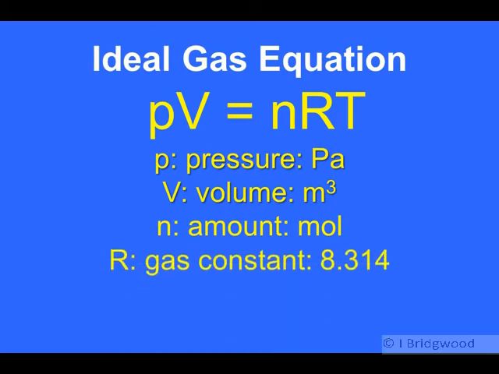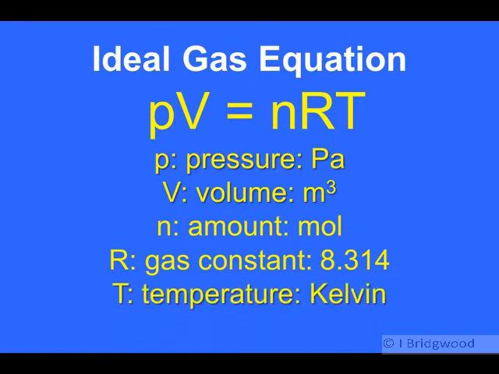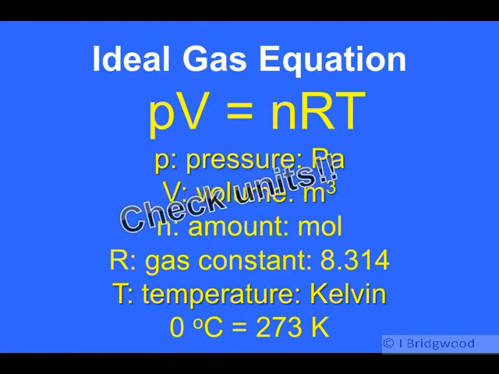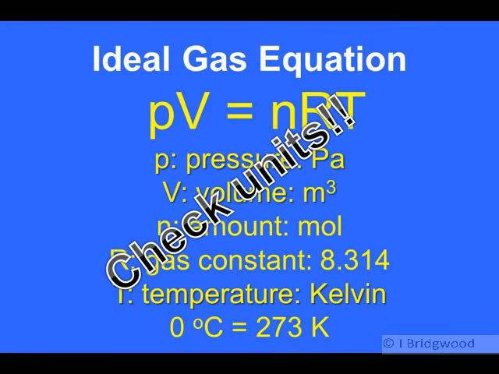1 cubic meter is about the size of a small refrigerator. Amount in moles, so that's fairly straightforward, and the gas constant 8.314. You will generally be given that in problems. Finally, temperature in Kelvin, an absolute scale. So you can't use Celsius, you need to convert to Kelvin by adding 273 to the Celsius value. So 25 Celsius is going to be equal to 273 plus 25, 298 Kelvin. Don't forget to check your units when you are doing any calculation.